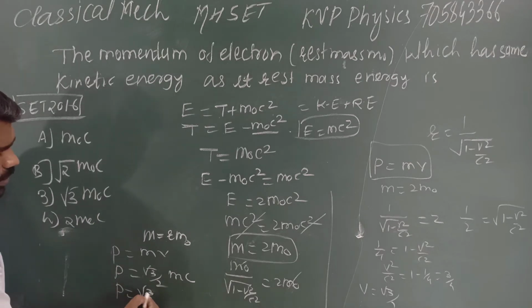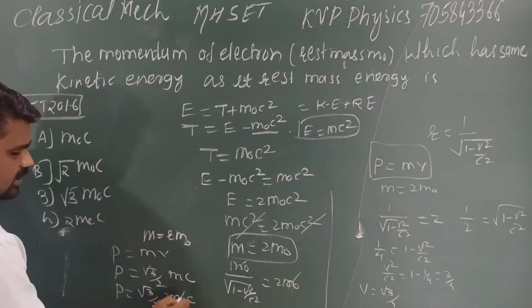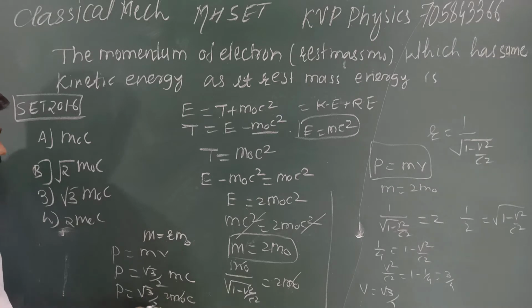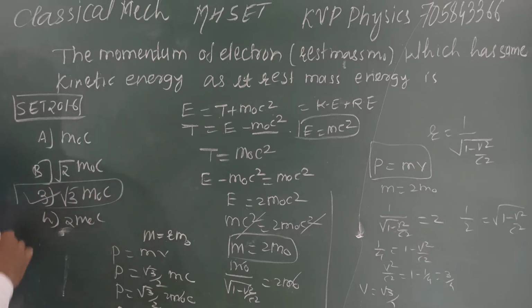P is equal to root 3 by 2 of what is the m? M is equal to 2m naught. See, the 2 gets cancelled. Means momentum P is equal to how much? Root 3 m naught. See, so many times such type of question is asked in the SET exam. Okay, root 3 m naught c.